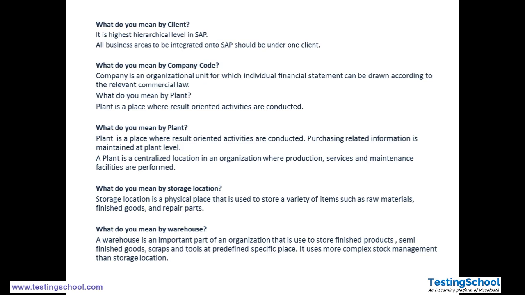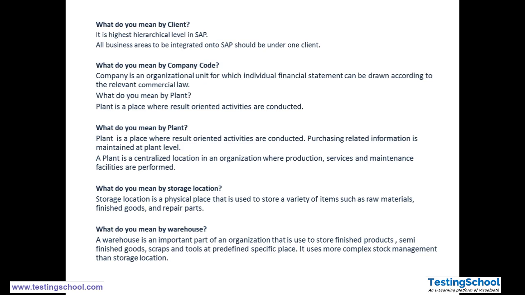What do you mean by plant? A plant is a place where result oriented activities are conducted, where the actual activity like purchasing, manufacturing, maintenance will take place. A plant is a centralized location in an organization where production, services and maintenance facilities are performed.